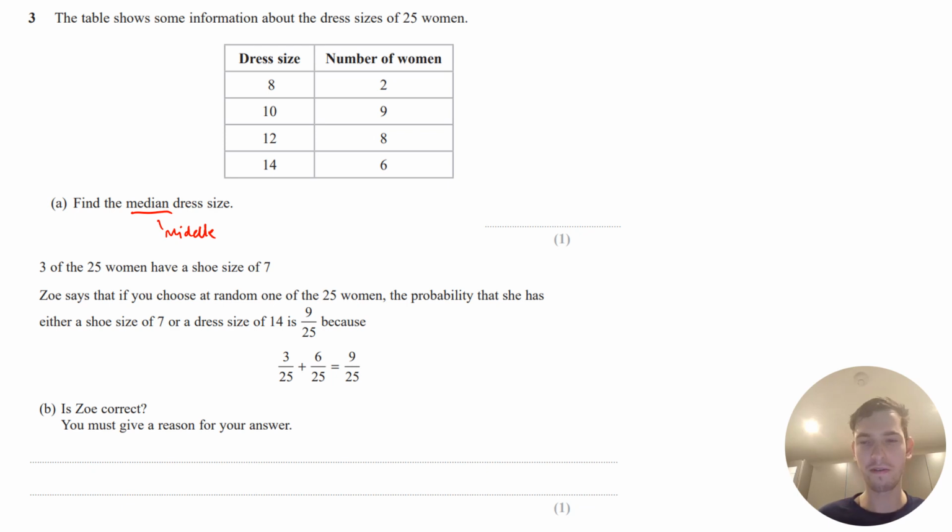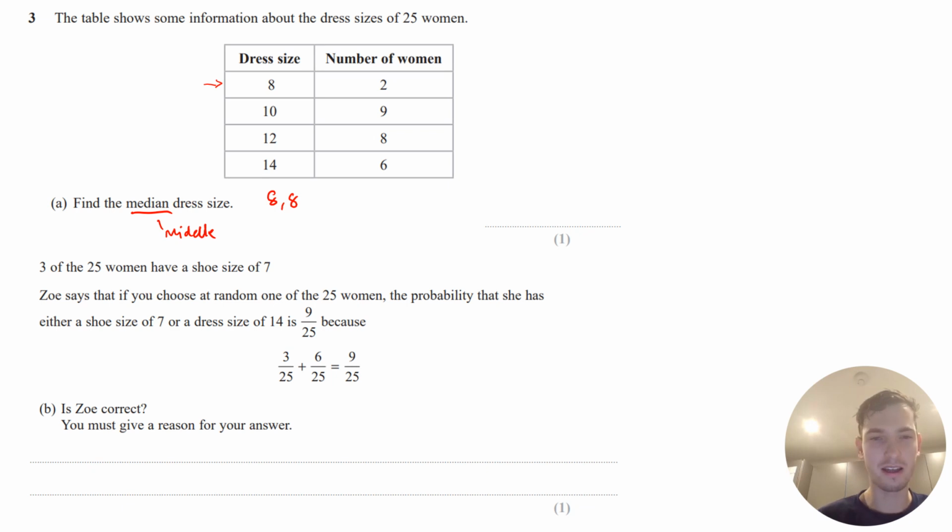So if I look at the first row of my table, it says dress size 8, number of women 2. So what does that mean? Well, that means that 2 women have a dress size of 8. So I'm actually going to write out 8 and 8. Those are my first 2 pieces of data. 2 women have a dress size of 8.